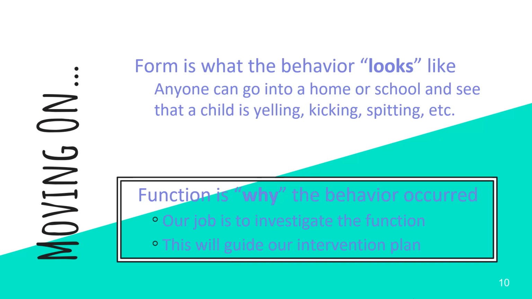There are two different things that we can look at when we're looking at applied behavior analysis. One is looking at the form of the behavior. So this is what the behavior looks like. Your Data Collection 101 training really looks at how to observe a behavior, measure it, and plot it so we can look at that data and make decisions on the client's programming. So the form of the behavior is what it looks like. Anyone can go into a home or school and see that a kid is yelling or crying or kicking or spitting.